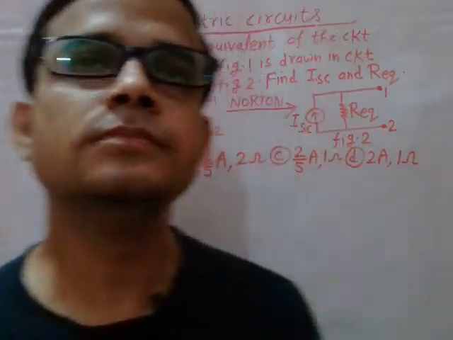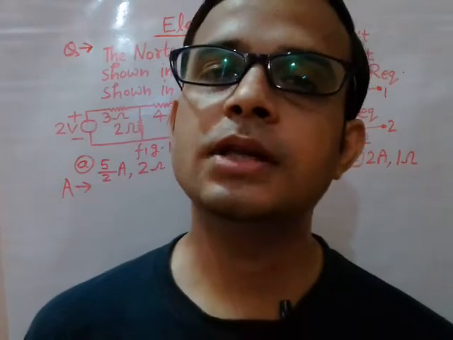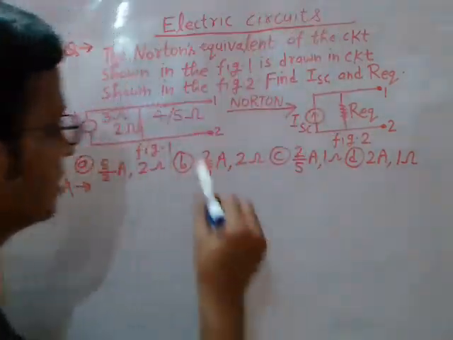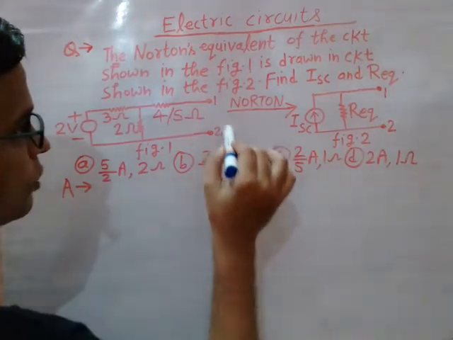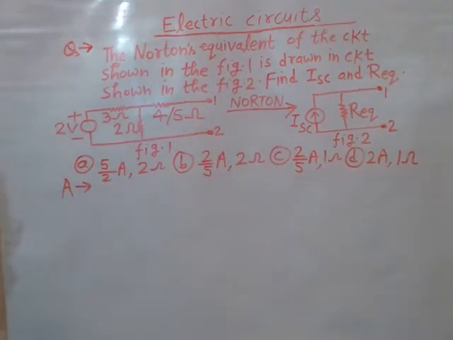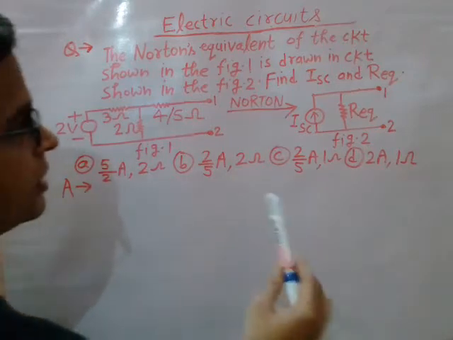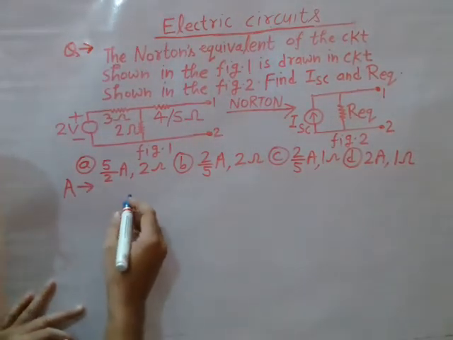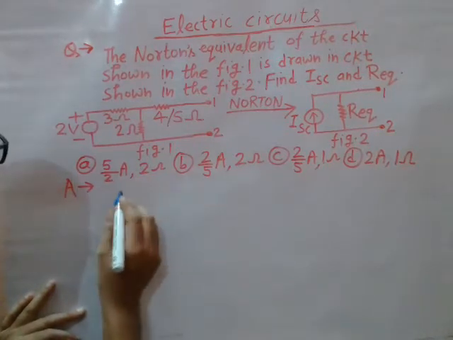So in order to calculate the short circuit current, first of all, short circuit the terminals across which you want to find out the Norton's equivalent, right? So how to solve this question?